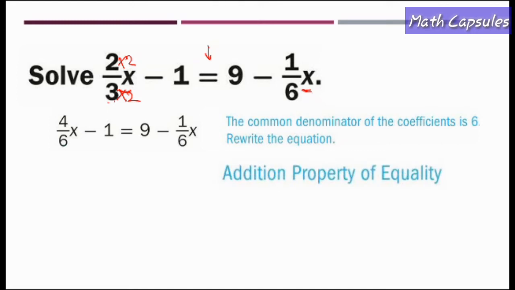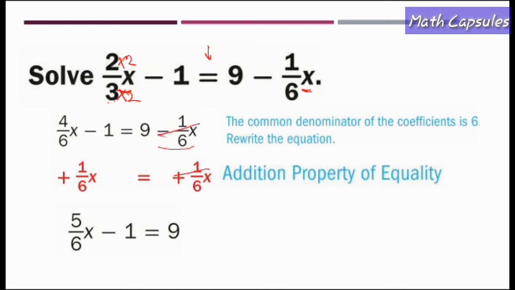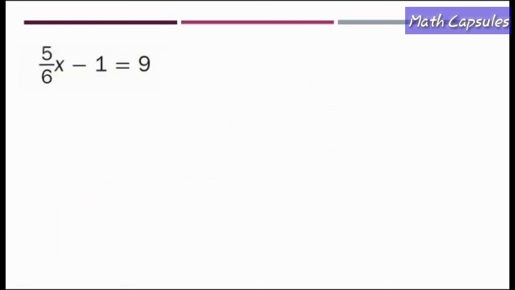After that, we use the addition property of equality to get rid of the minus 1/6x here. So we will add, because the addition property means the opposite of minus 1/6 is plus 1/6. So this will be on both sides, and this means that minus 1/6x crosses with plus 1/6, and what remains only is the 9 on the right hand side. And on the left hand side, we have 4/6x plus 1/6x. This means it's 5/6x minus 1.